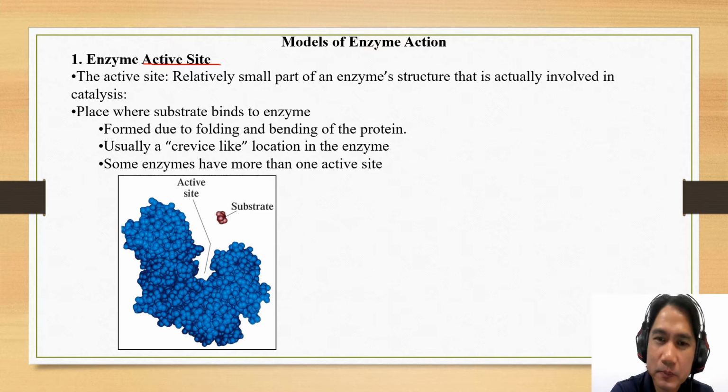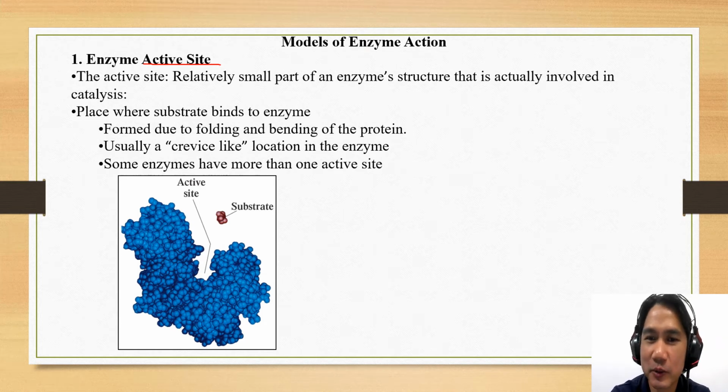It says here also that an active site is a crevice-like location in the enzyme. So this is where the substrate binds, and this is where the actual catalysis takes place. In some enzymes, there are more than one active sites. And of course, remember, the enzyme must be a protein that is globular.